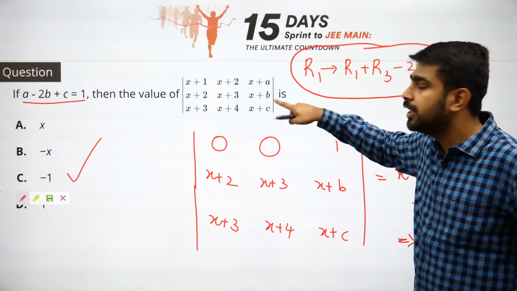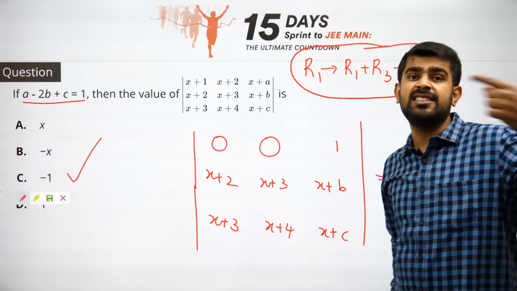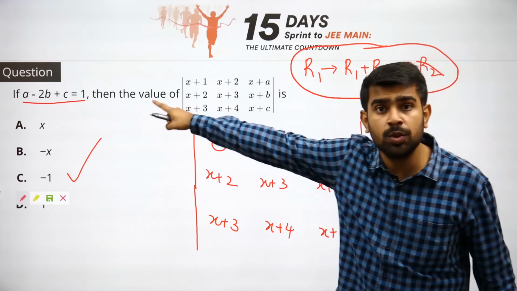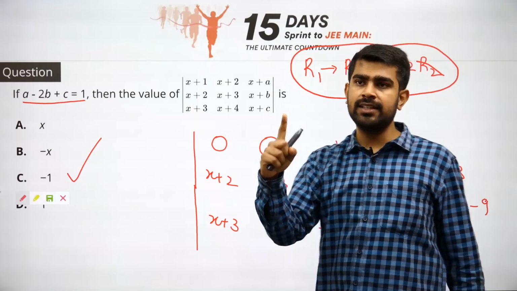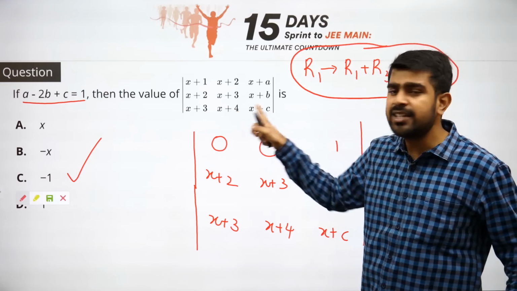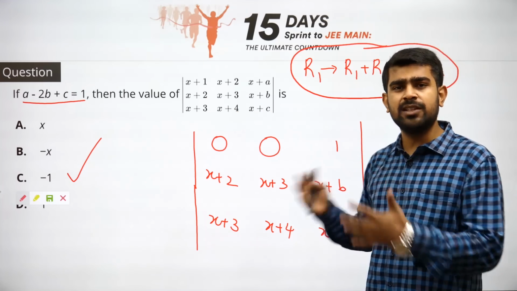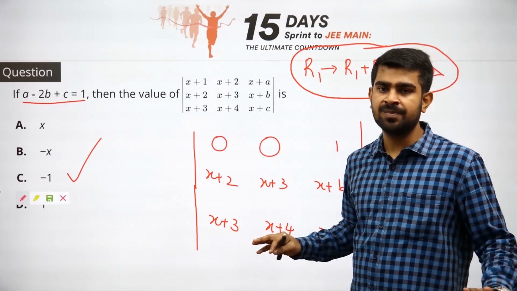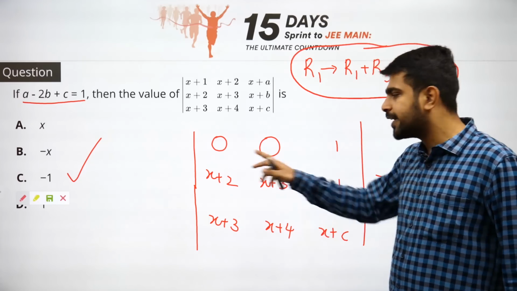Similarly, this if you do, it will be a minus 2b plus c. And what is a minus 2b plus c given to be? It is given to be 1. That is exactly what I wrote here. Is that fine? And then all the other things I left as it is because I am happy with the 2 zeros. I am really happy with the 2 zeros because I know my answer is almost done.